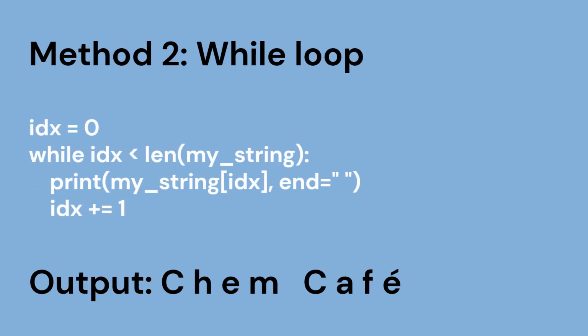Method 2. While loop. idx equals 0. While idx less than len(my_string): print(my_string[idx], end=' '), idx plus equals 1. Output: c h e m blank space c a f é. Here, you're the one incrementing the index manually. It's like titration. You keep adding drop by drop until you're done.